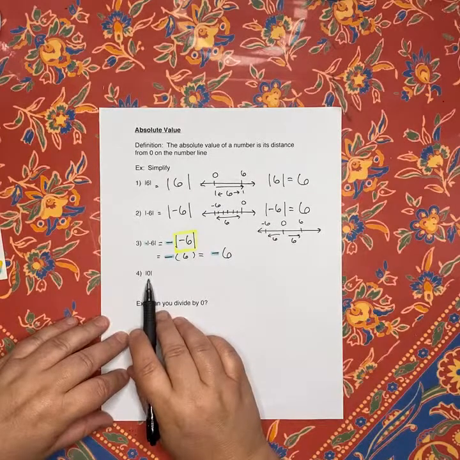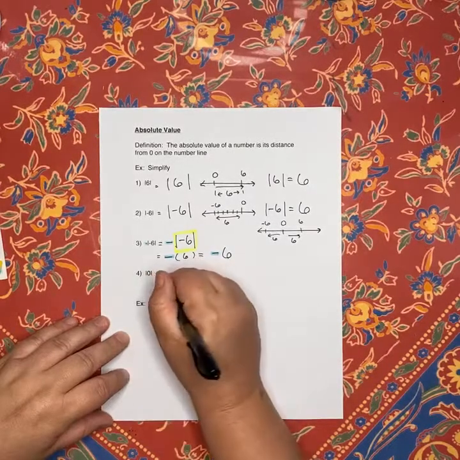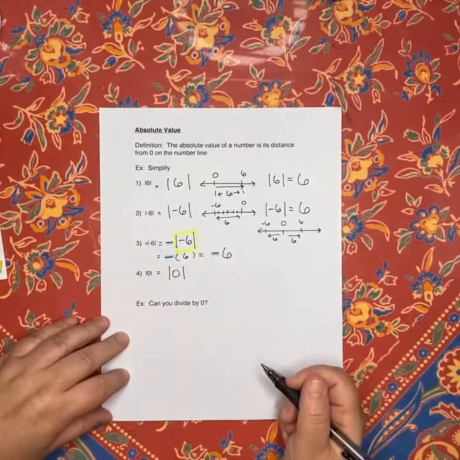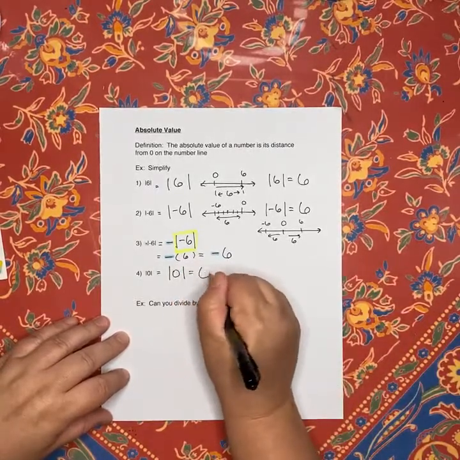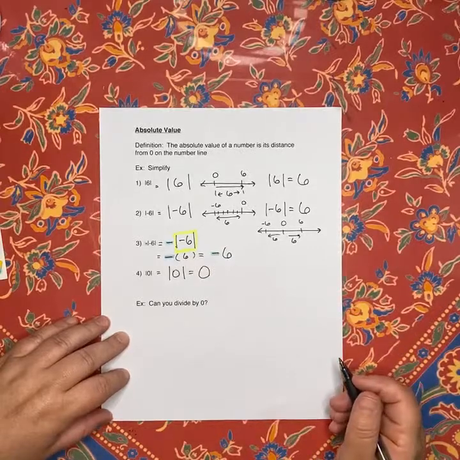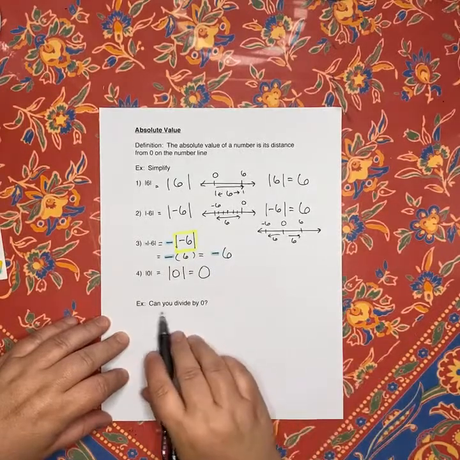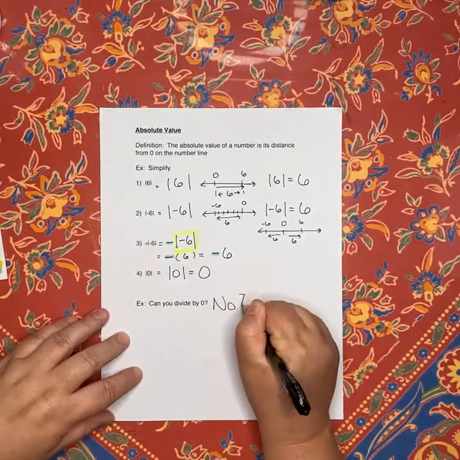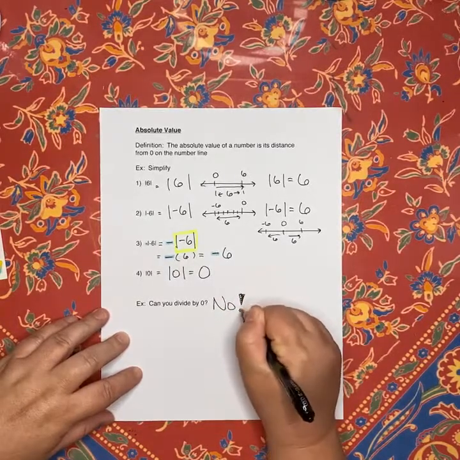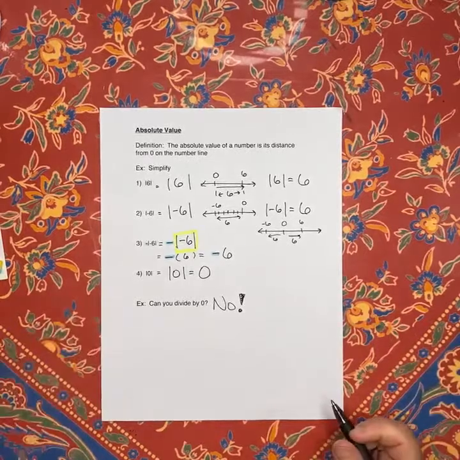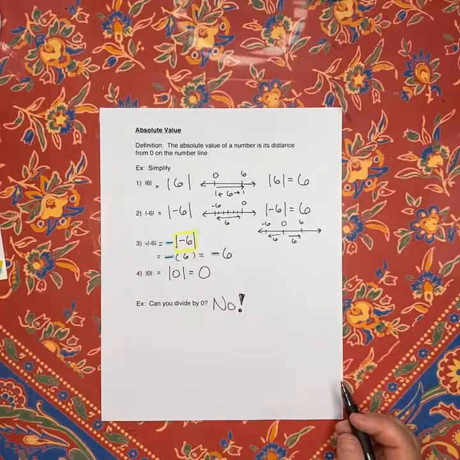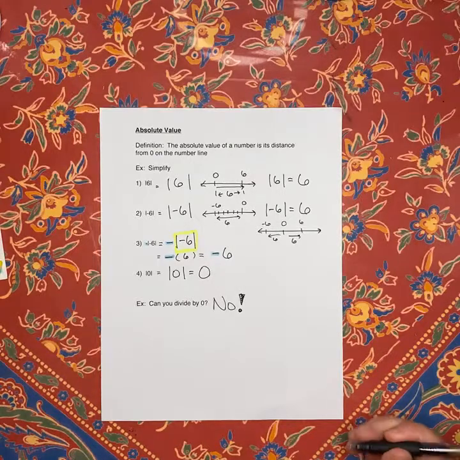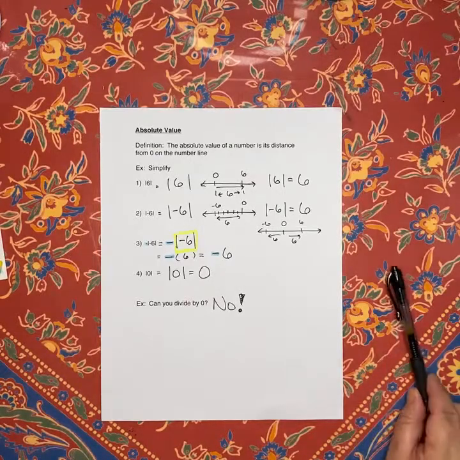Absolute value of 0. How far is 0 from 0? It's 0. Absolute value of 0 is 0. And then one more time. Can you divide by 0? No, never. At least not for now. As far as we know in algebra, you can never divide by 0. Don't ever. Never.